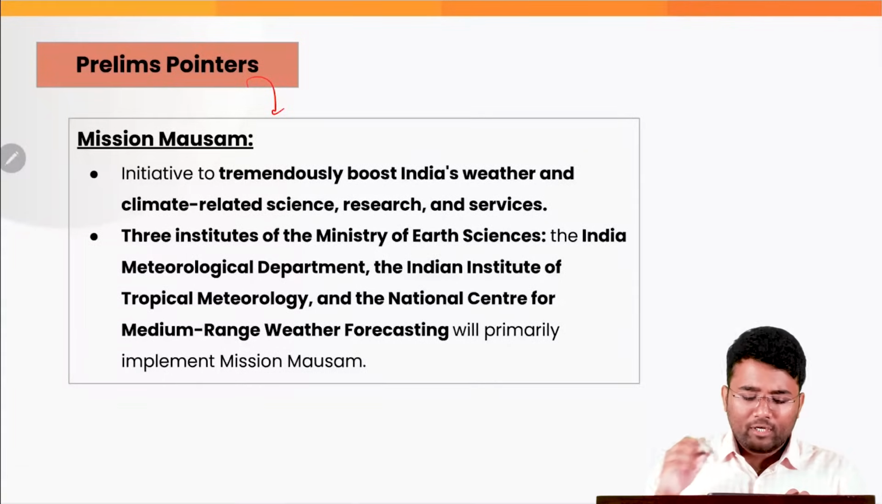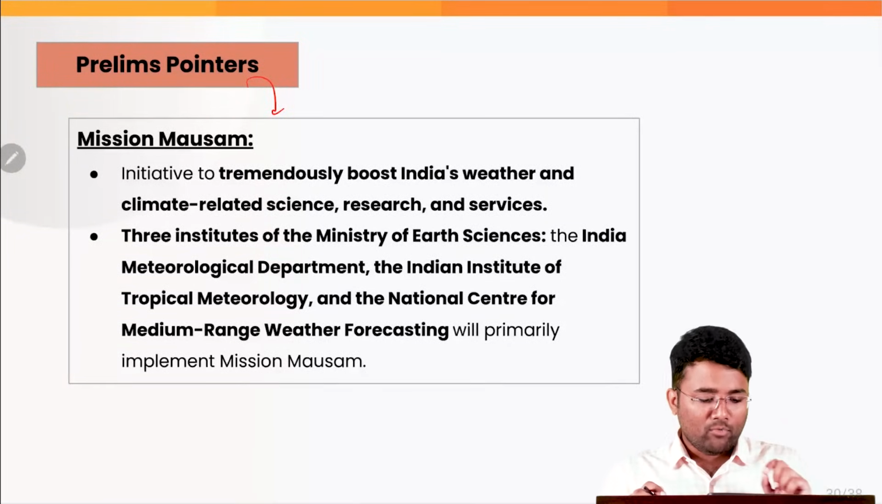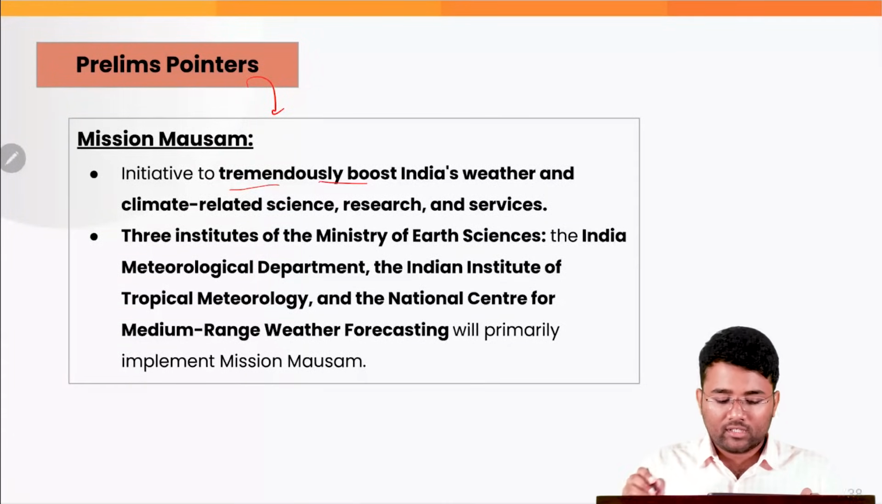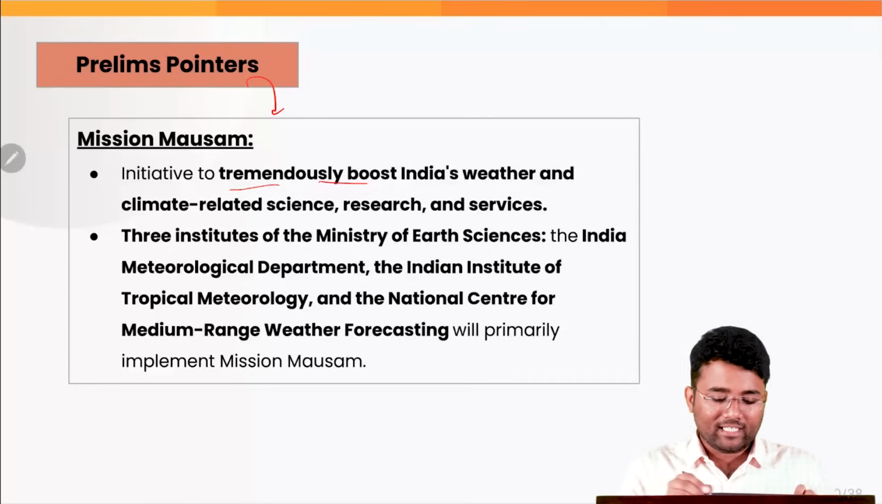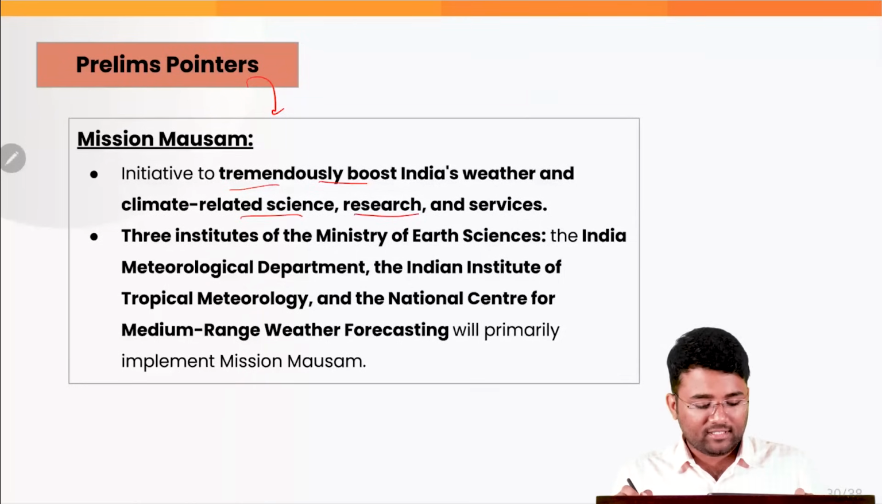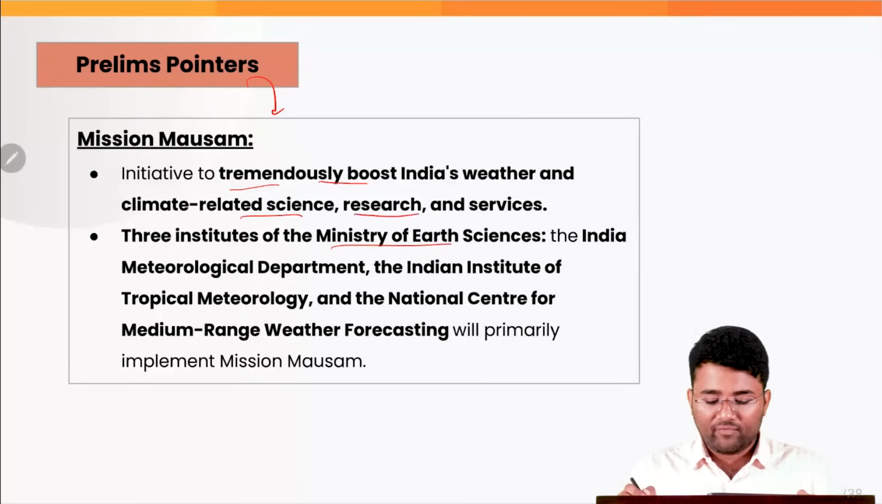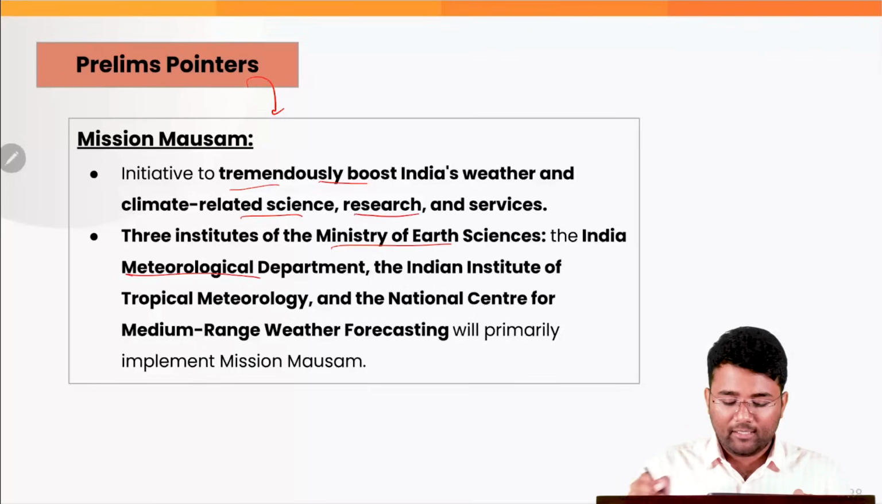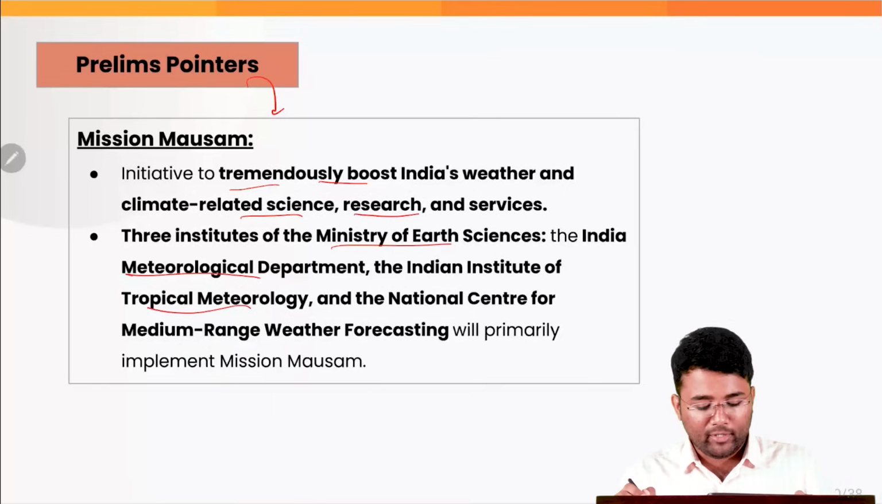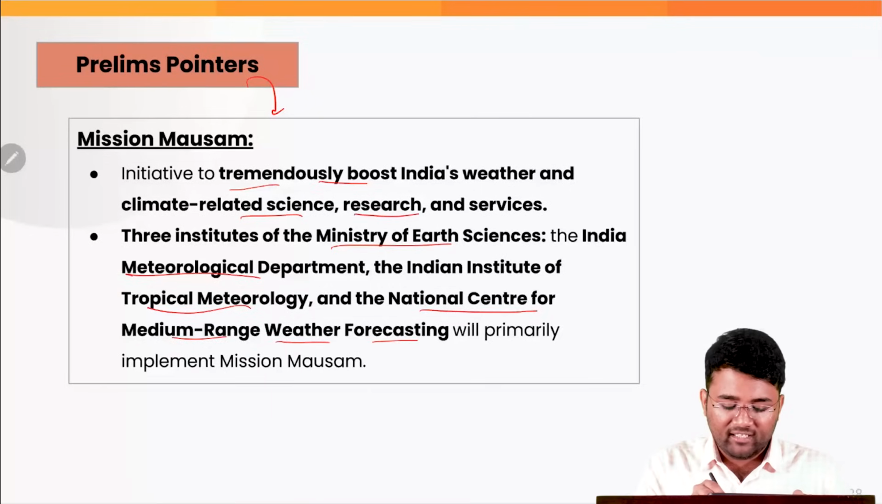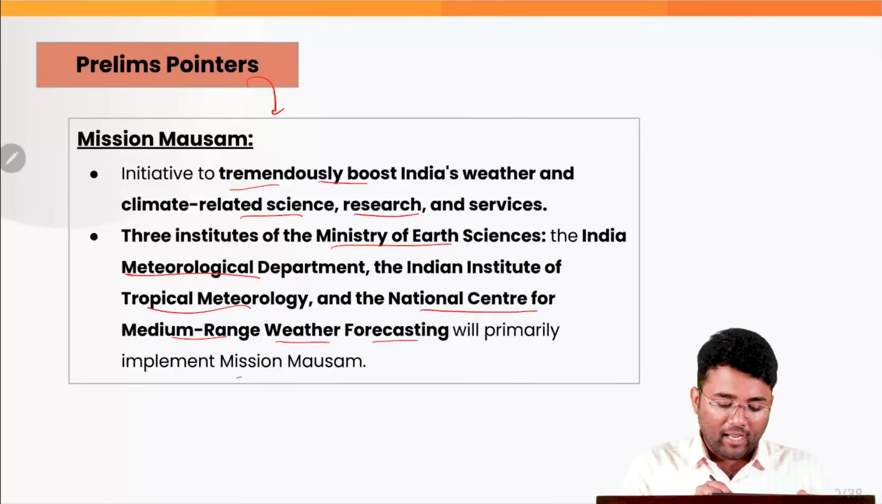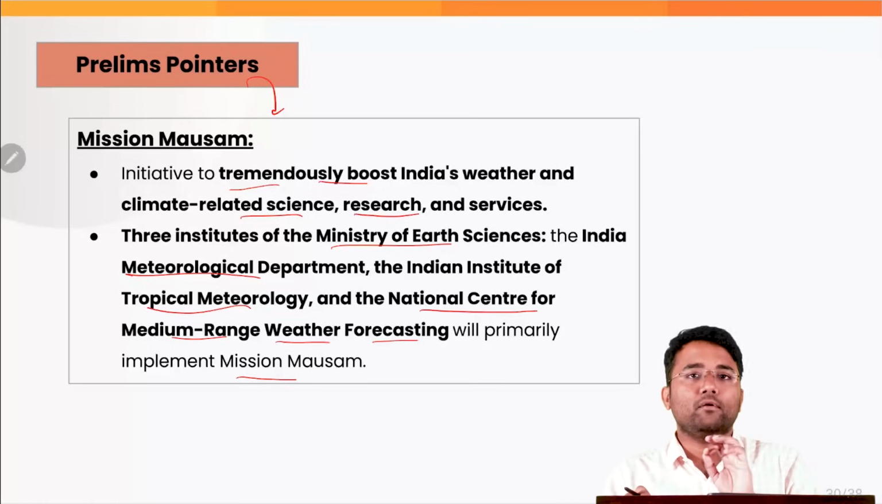If you talk about the prelims pointers, what is Mission Mausam? It is an initiative to tremendously boost India's weather and climate related science, research and services. Three institutes of the Ministry of Earth Sciences, named the Indian Meteorological Department, the Indian Institute of Tropical Meteorology and the National Centre for Medium Range Weather Forecasting, will primarily implement Mission Mausam.